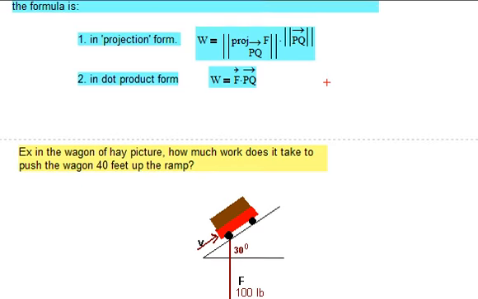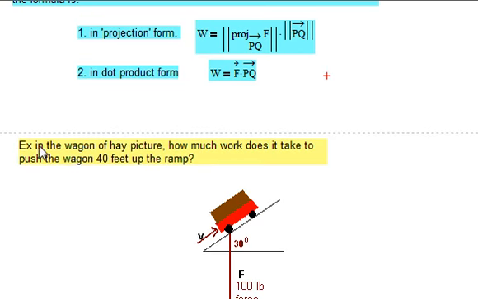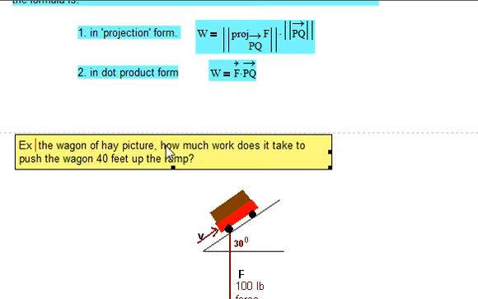So here's a question. Here's our applied problem. The wagon with hay in it, from the picture or example before. Remember, it's 100 pounds. How much work does it take to push the wagon 40 feet up the ramp? Well, that's different from pushing it 40 feet in this direction. 40 feet up the ramp. How much work does that take?